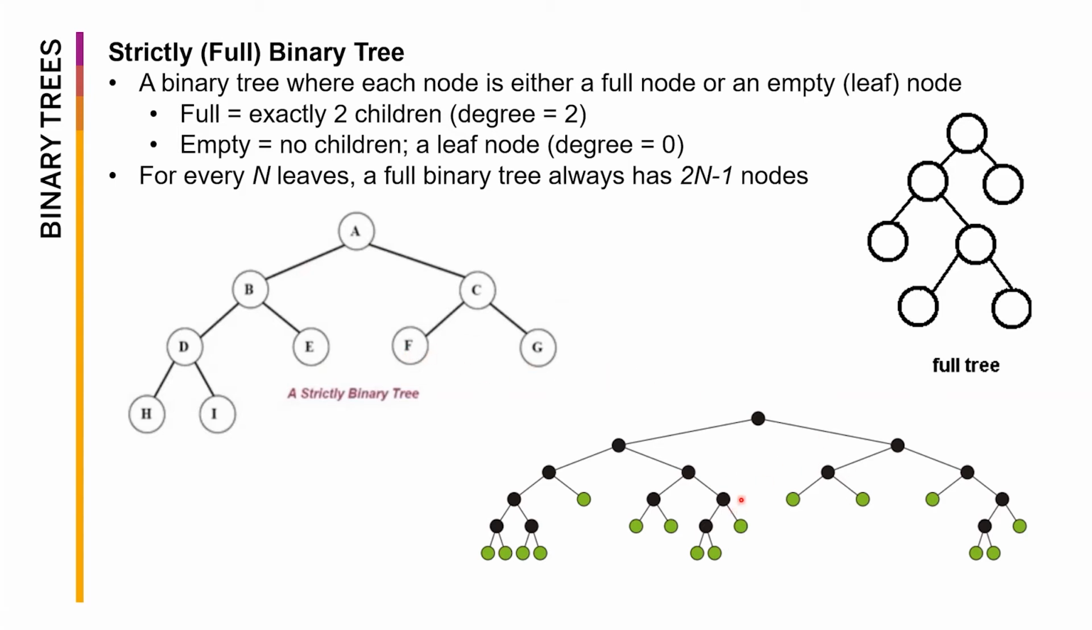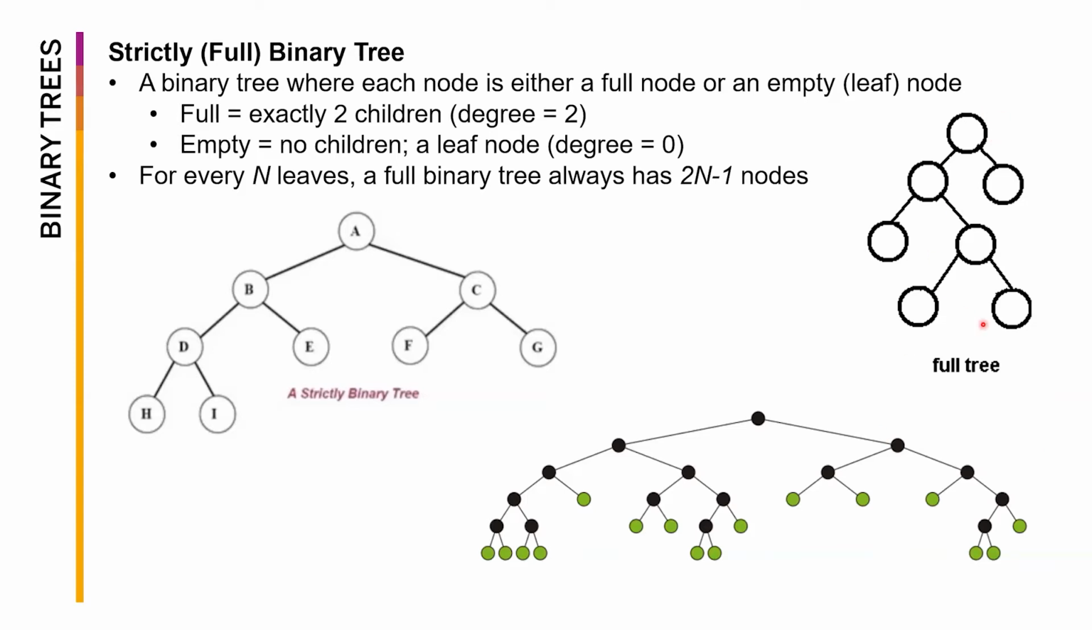This one as well, so all the black nodes have degree of 2. So this black node has degree of 2. This node has degree of 2, and all the green nodes have degree of 0. So you can see here, there's no degree 1. There's no node that has a degree of 1. So that's the meaning of a full binary tree.